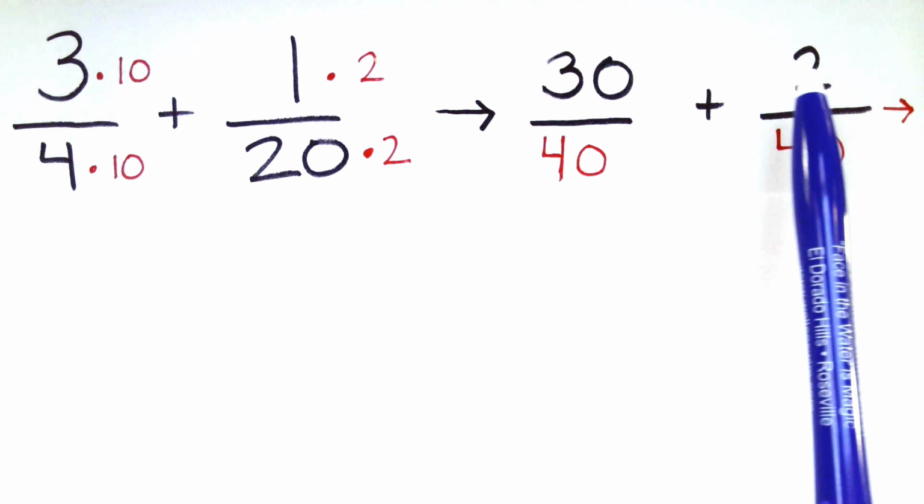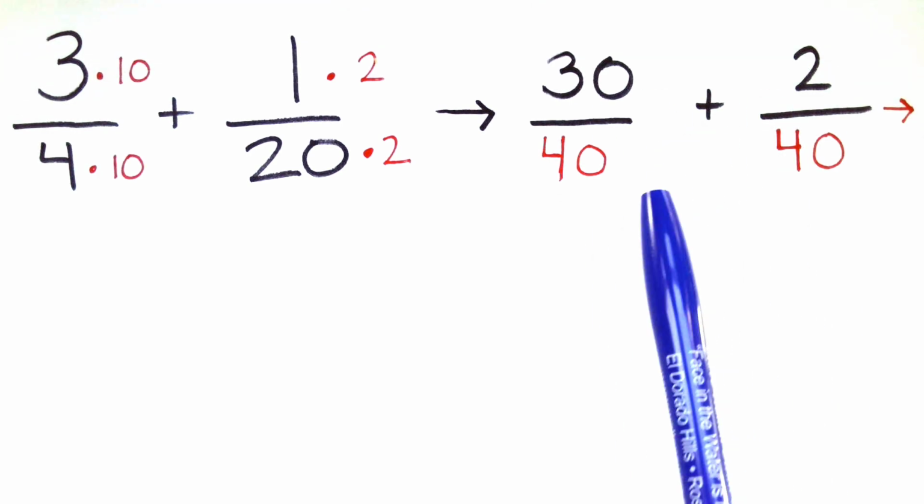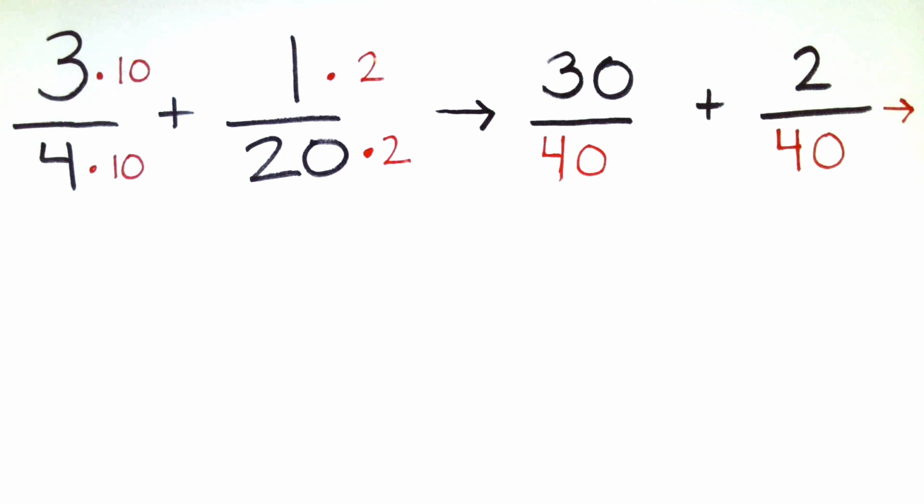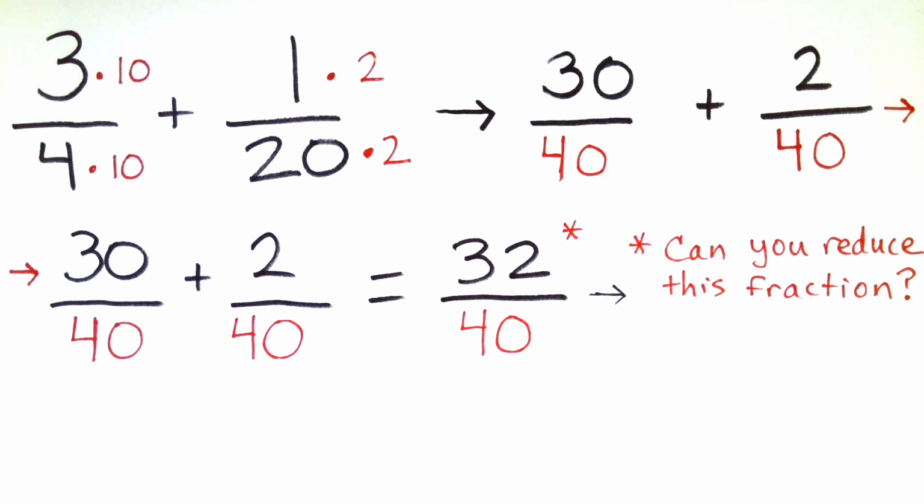Now we can add the numerator, or the top part of the fraction. 30 plus 2 is... You said 32. You're absolutely correct. And I want you to notice again, 40, the common denominator stays 40. We're not adding the denominator or the bottom part of the fraction. It just stays 40. And 30 plus 2 is 32. Now the question is, can you reduce this fraction?